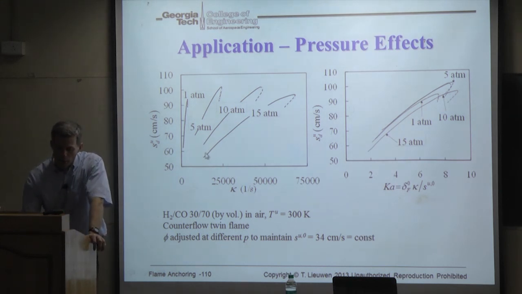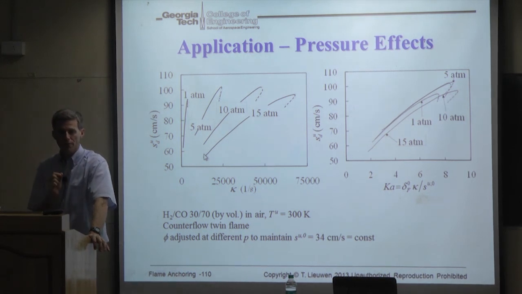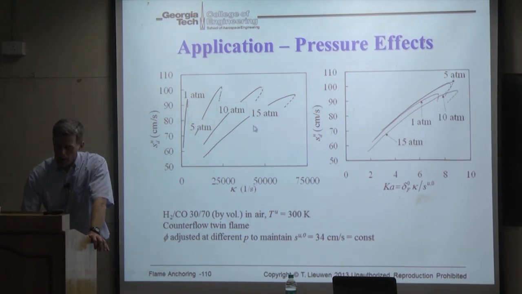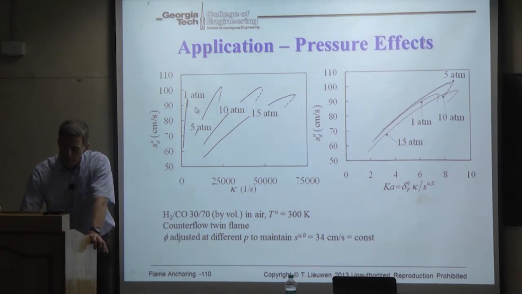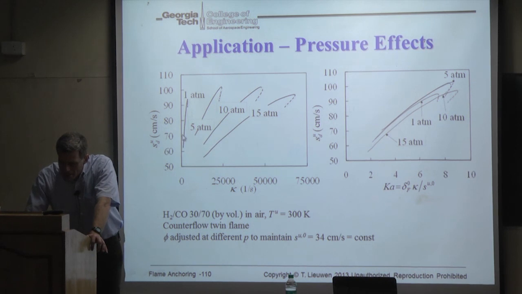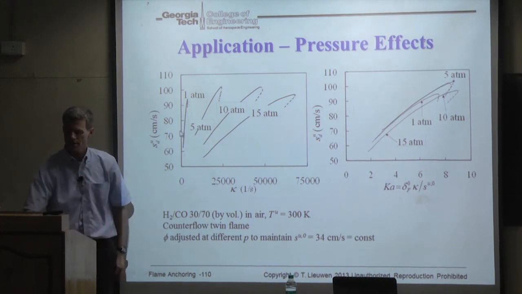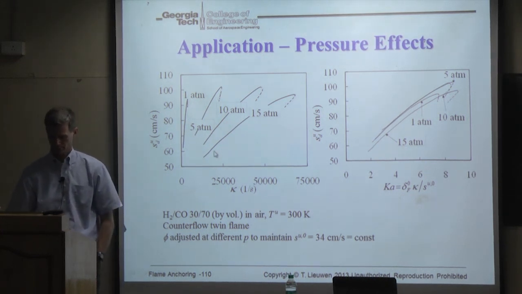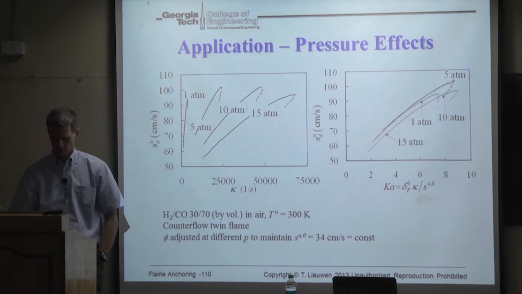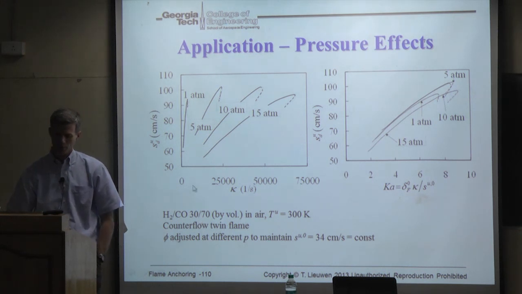Now, to this point, I've only talked about weak stretch effects, what happens if you just very weakly stretch a flame, where you can linearize its behavior around small kappa. I'm actually showing you what happens for very strong stretch values, but let's ignore that for a minute. What you can see here is what's happening to the dimensional stretch sensitivity as we go up in pressure. And by the way, this is for a syngas flame, 300 K reactant temperature, and we've adjusted the fuel-air ratio at each pressure so we've maintained constant unstretched flame speed.